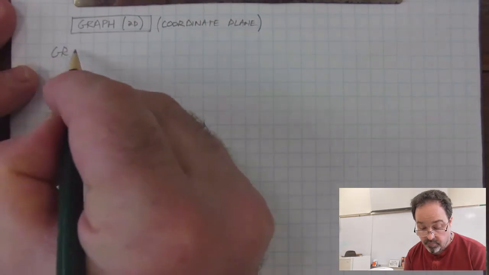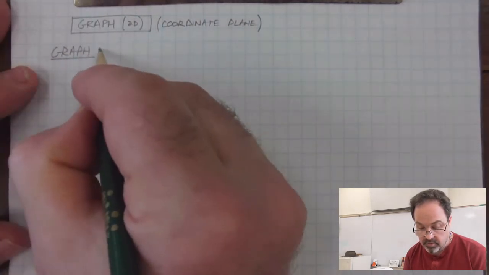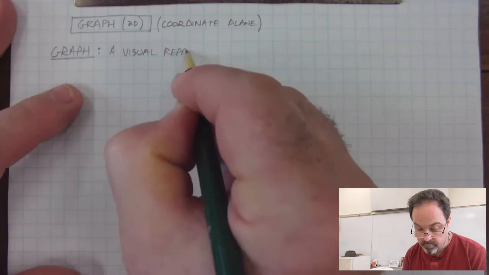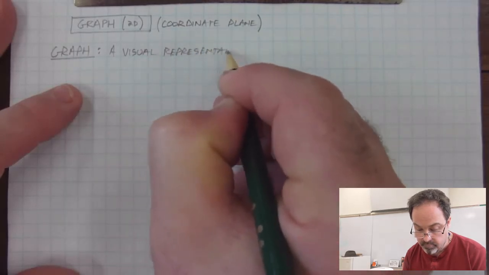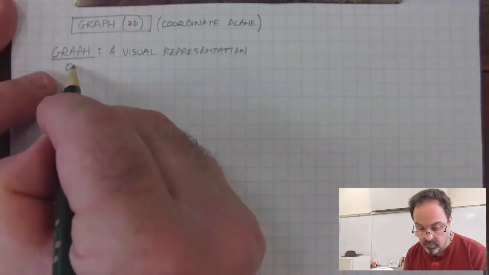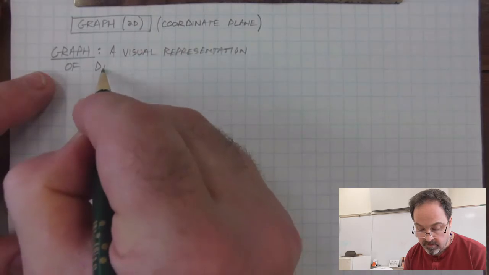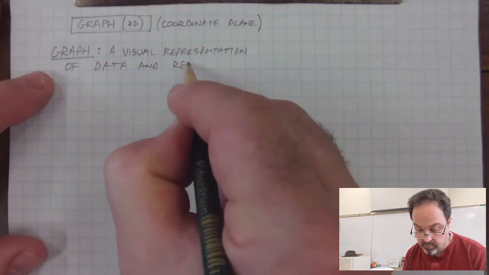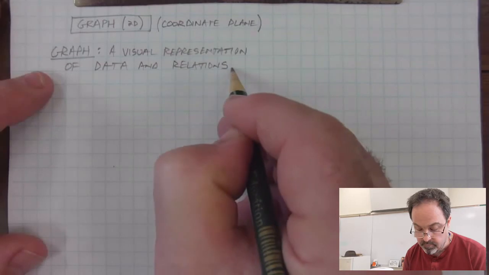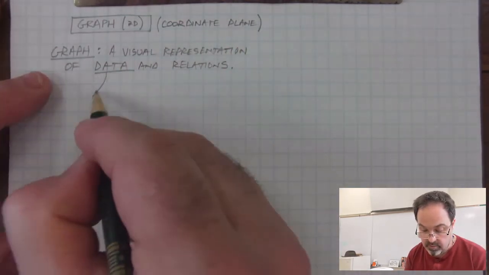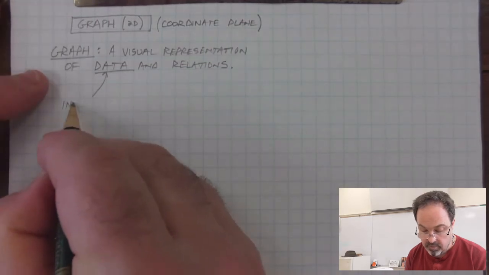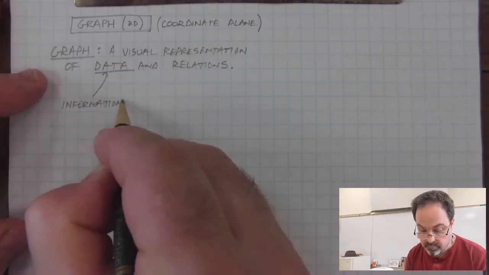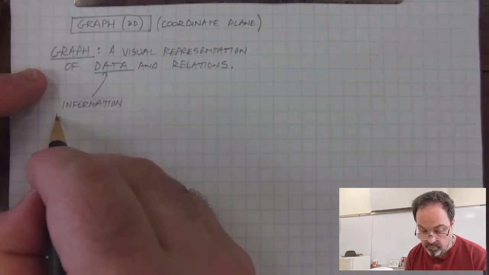A graph, in general, is a visual representation, and what we represent is data and relations. Data is a fancy word for information. And typically the information comes from measurement.